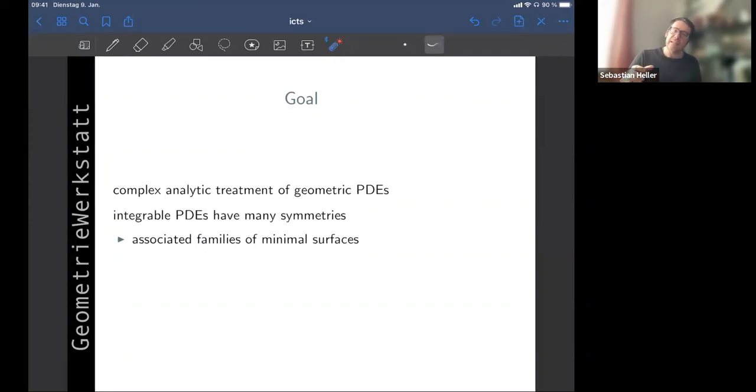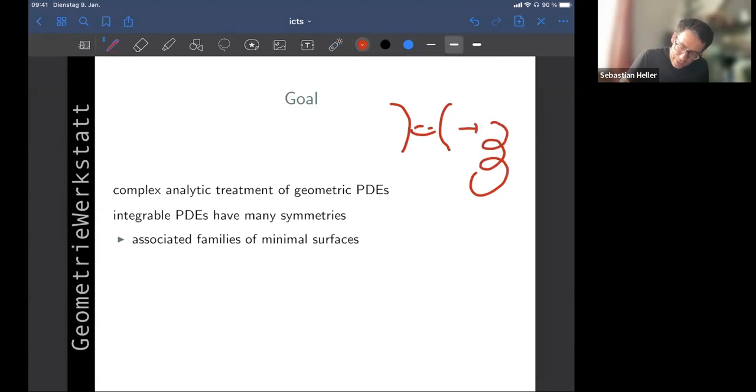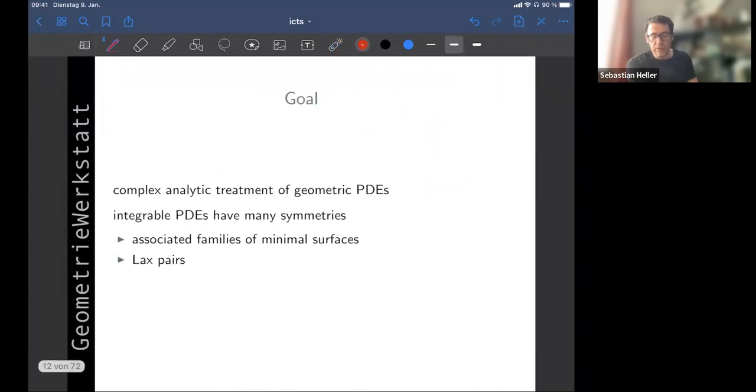And for example, it somehow deforms the catenoid into the... I'm not that good at drawing, so I'm particularly happy about the pictures... into the helicoid. So yeah, that's some kind of an internal symmetry of that PDE, that you have this associated family of minimal surfaces. So in the case of tori, you usually have Lax pairs which describe your solutions.